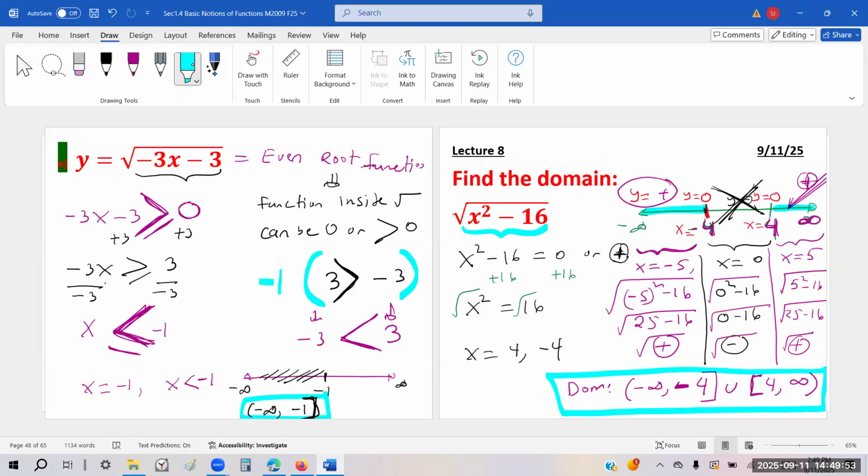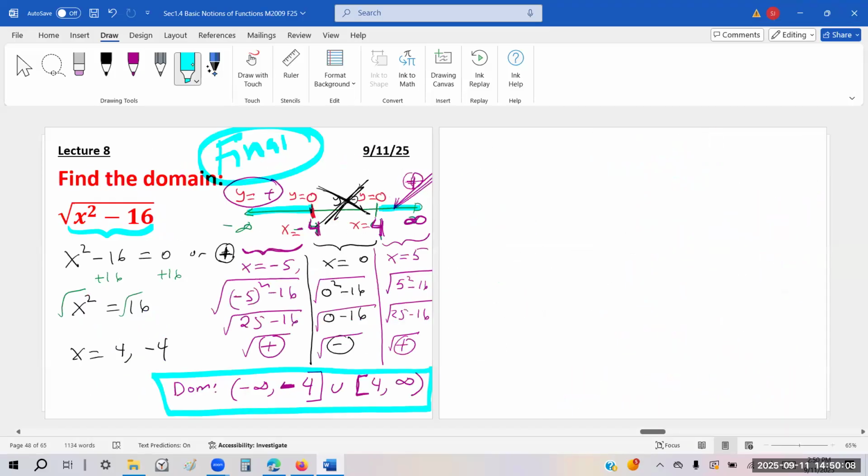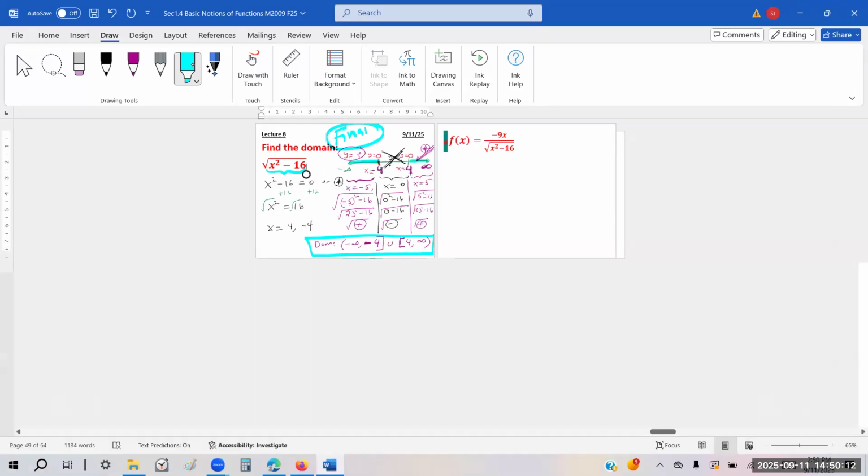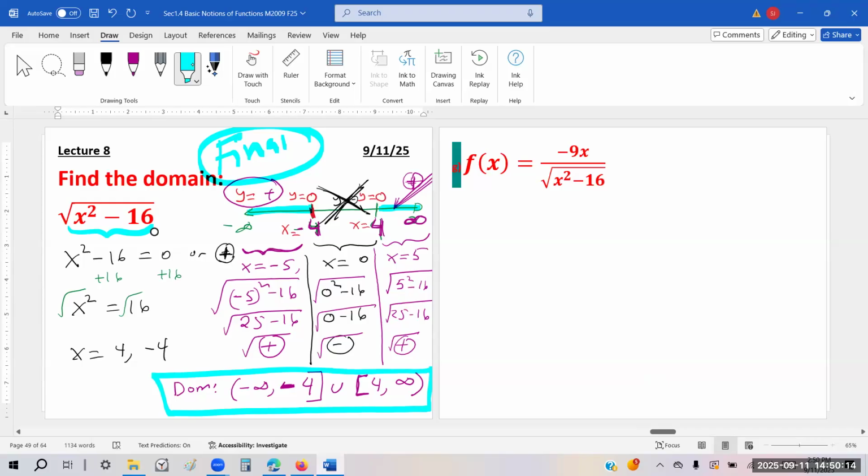Any question? And guess what? The department loves this kind of question. So there's a high possibility of seeing this in the final exam. Try the next one by yourself.